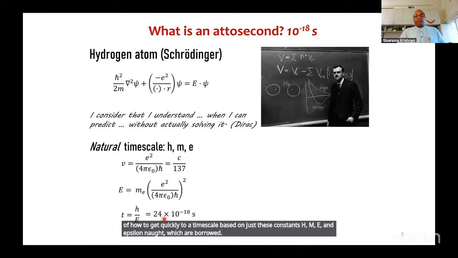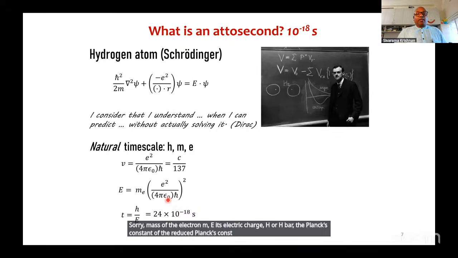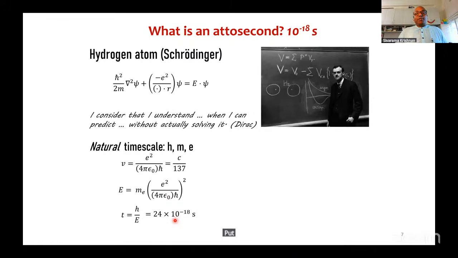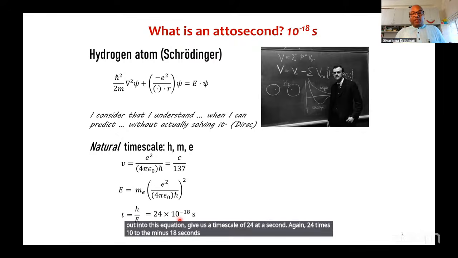Plugging in the mass of the electron m, its electric charge e, h or h bar the Planck's constant or the reduced Planck's constant, and epsilon naught into this equation gives us a time scale of 24 attoseconds. Again, 24 times 10 to the minus 18 seconds. Once again, this manifests in our discussion. So there seems to be something important to this. In fact, this is one atomic unit of time.